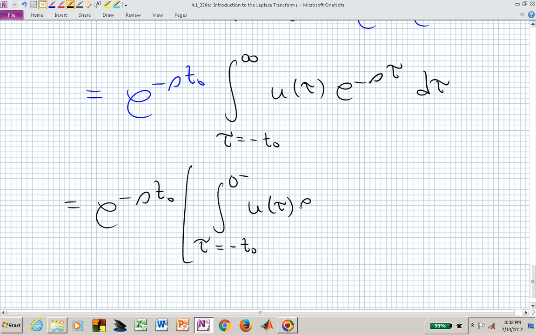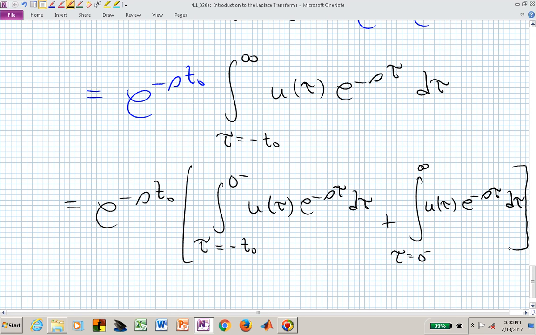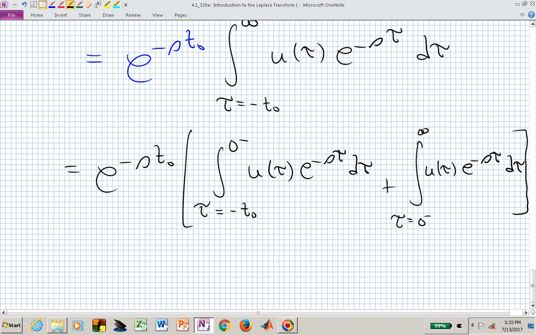of u of tau e to the minus s tau d tau plus an integral from tau equals 0 minus to infinity of u of tau e to the minus s tau d tau. And what I hope you see is that this looks very familiar. That's just what we integrated before, only we had the variable of integration being time, t, and not tau. But what's happening on this left-hand piece of this separated integral?